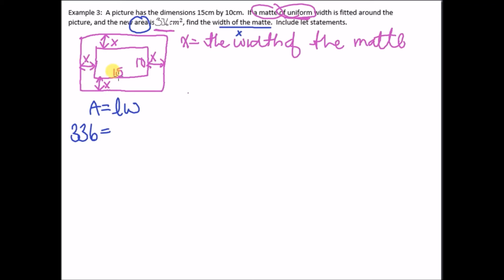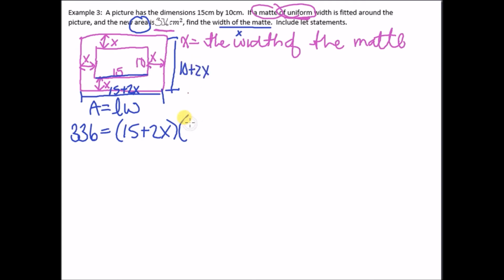So the length initially was 15, but only from here to here was 15. Then we had x more and x more, right? 1x on each side. So this new length is actually 15 plus 2x, right? 1x on each side. Okay, and now what's the width? Well, the width used to be 10, but now it's 10 plus 2x. So let's go ahead and sub that in there.